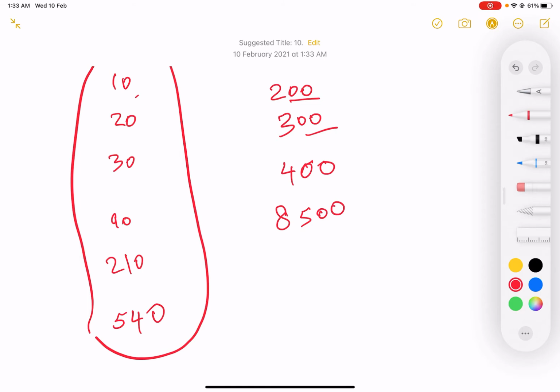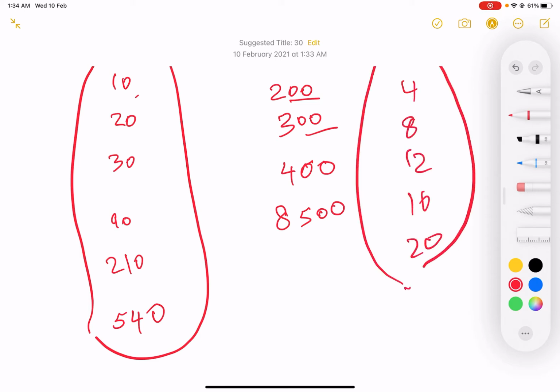Multiple is when you skip count by a number, for example 4, 8, 12, 16, 20. These are multiples of 4 because you start with 4 and you keep adding 4 each time. So my lesson is multiply by multiples of 10, 100, and 1000.